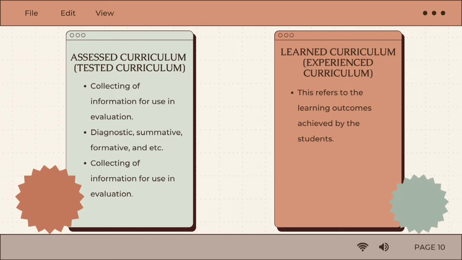In addition, when teachers give assessments to his or her students, they should be continuous and not episodic, because the teacher cannot easily identify if a student is a slow learner by giving only one assessment. The next type is the learned curriculum or the experienced curriculum. This refers to the learning outcomes achieved by the learners.